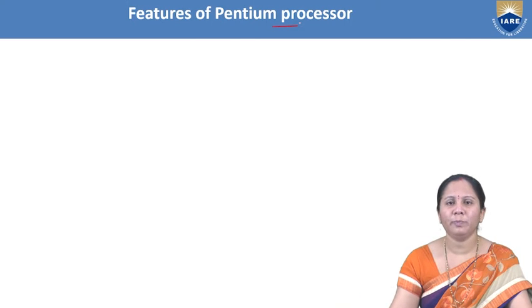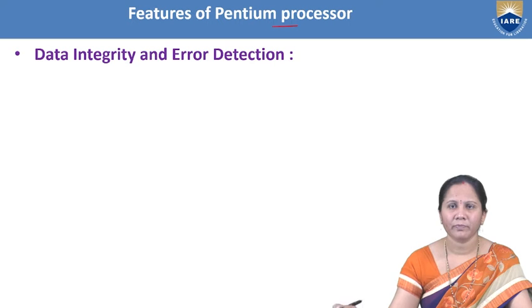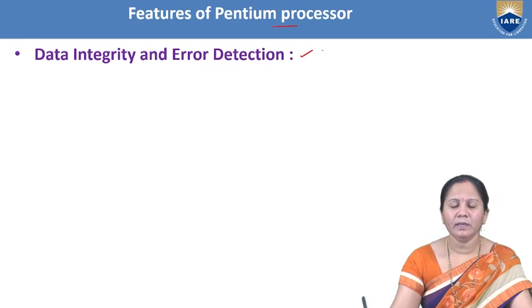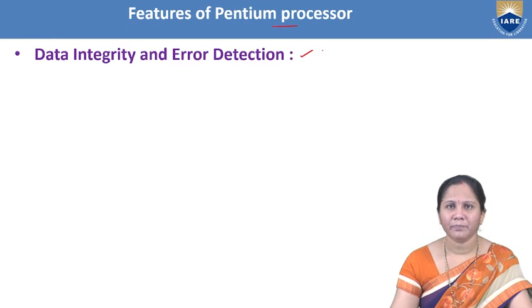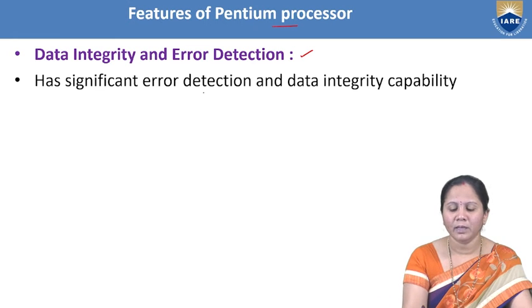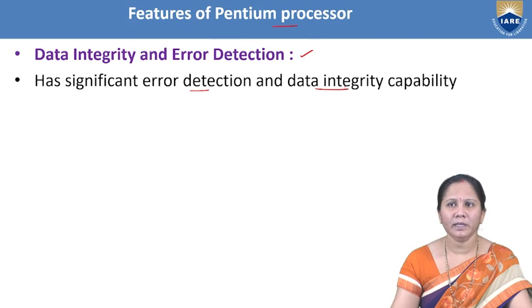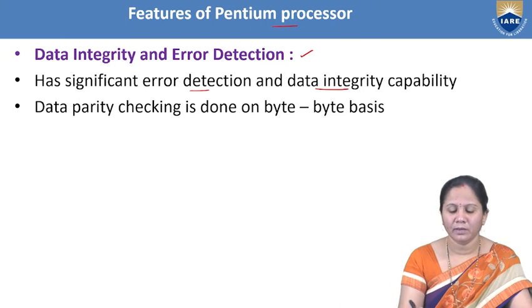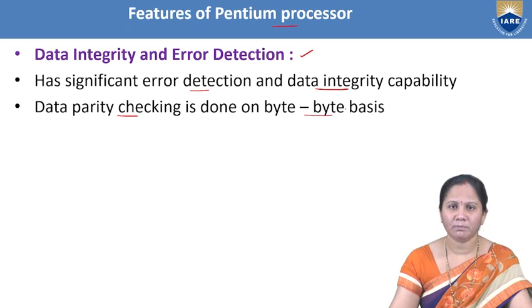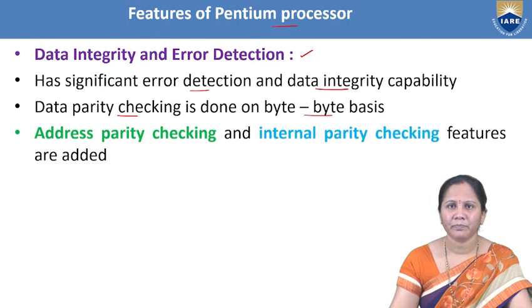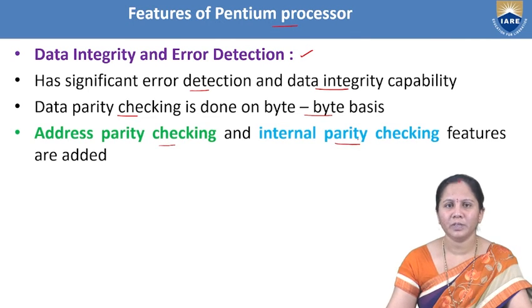So here another features of Pentium processor are data integrity and error detection. It has efficient error detection and data integrity capability. Data parity checking is done, and this data parity checking will be done on a byte by byte basis. It also consists of address parity checking and internal parity checking features.